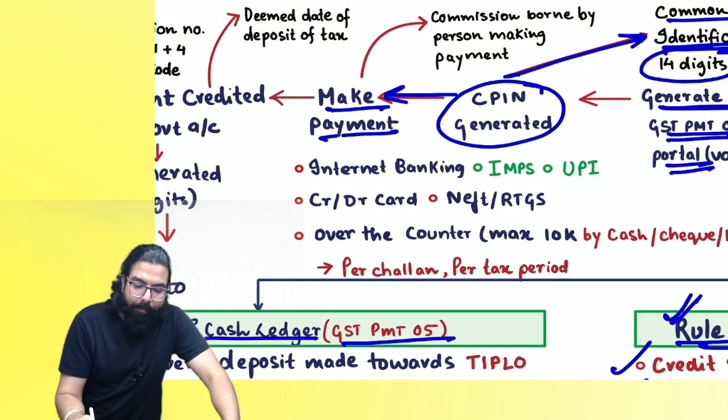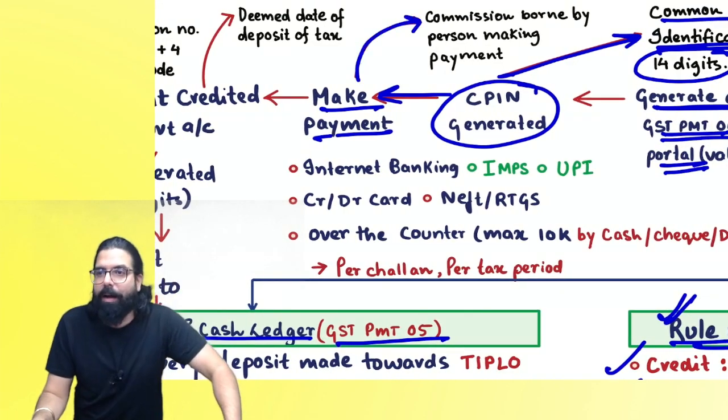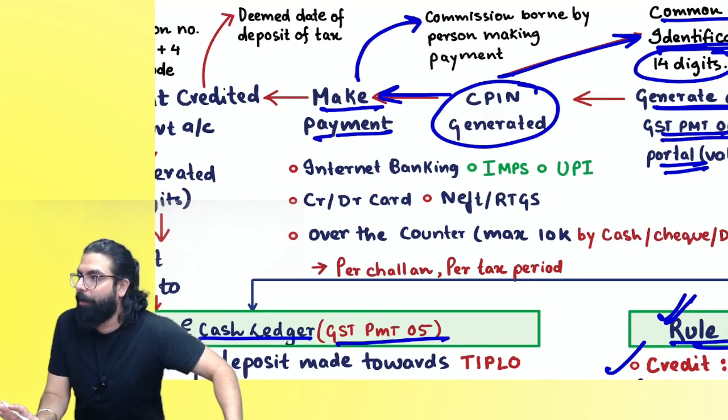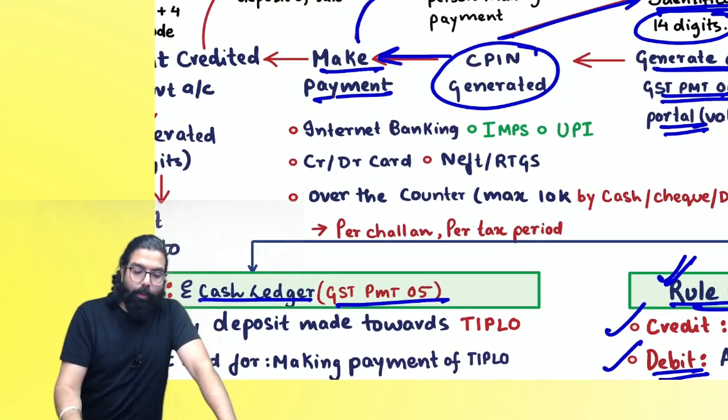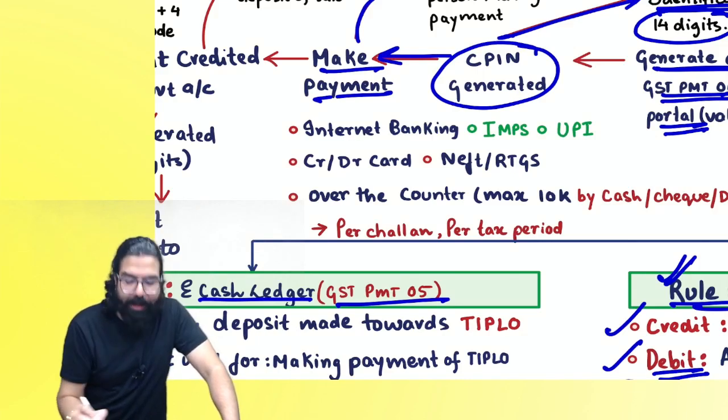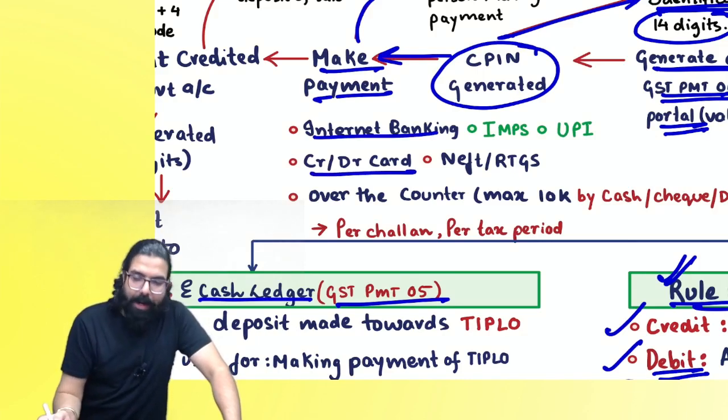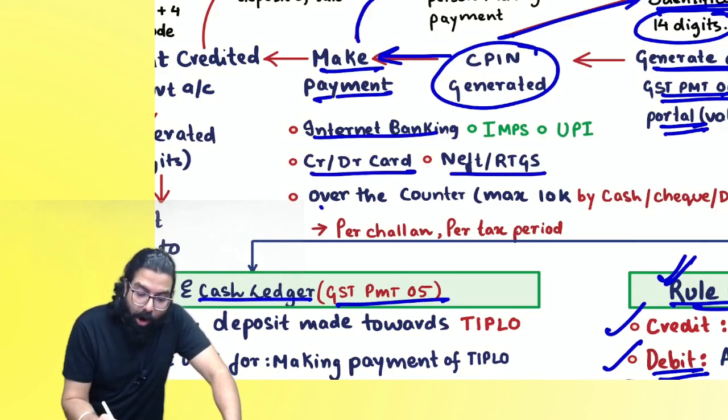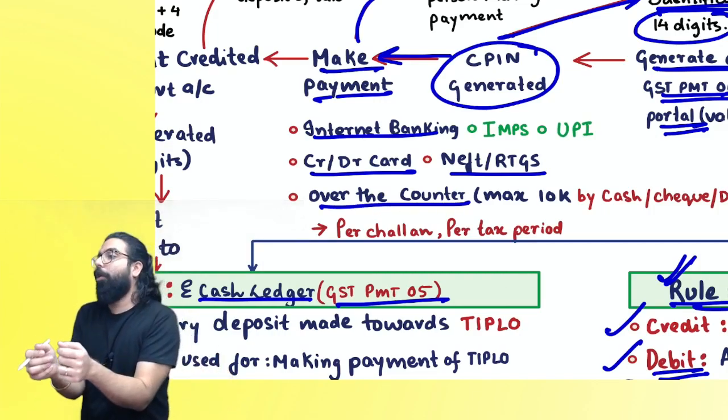Now, making the payment, whatever bank commission etc. comes, you only have to bear it. Government will not bear it. Are we clear? Now, what are the various modes of payment? You can use net banking, debit card, credit card, NEFT, RTGS, or you can pay in cash, cheque, or DD also.